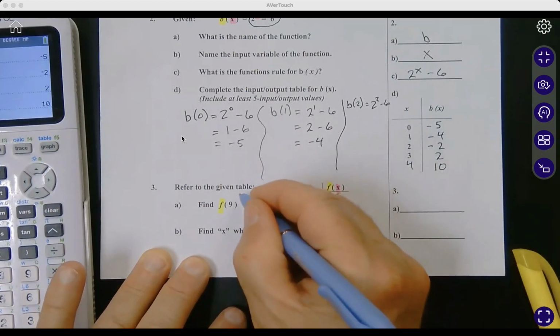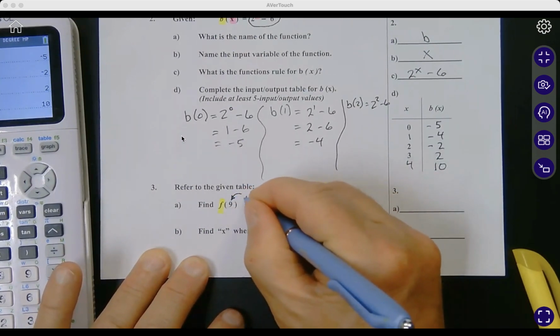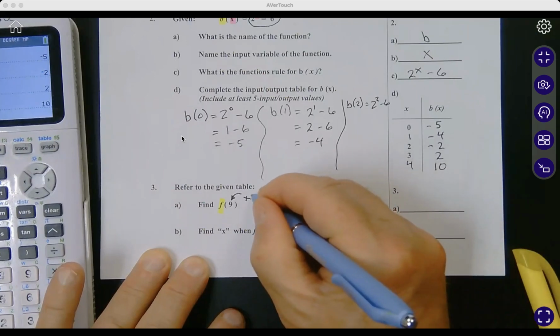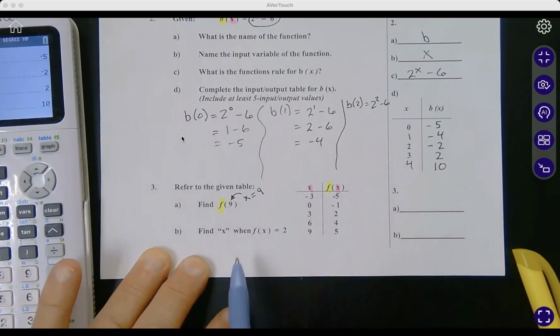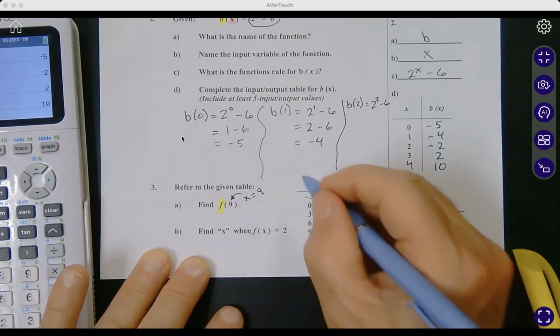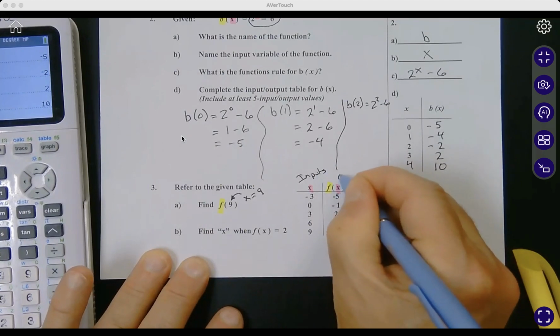The input is also always what's in the parentheses. So that's my x value. So my x value equals 9. What I want to do is find the output when I have an input of 9. So these are my inputs. These are my outputs.